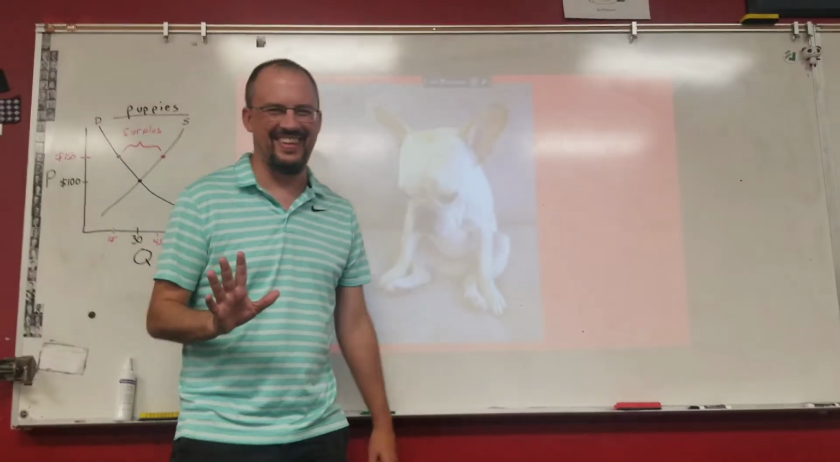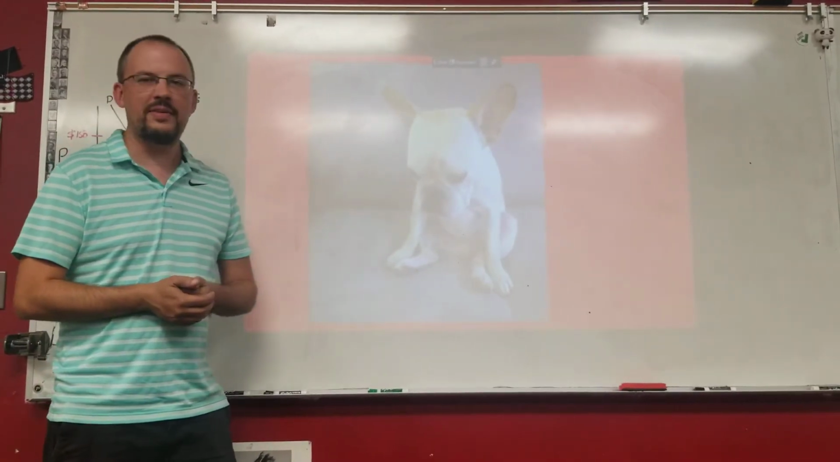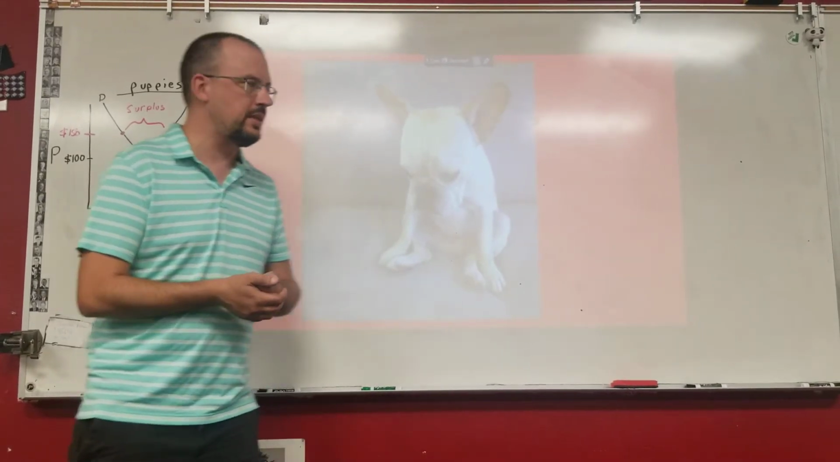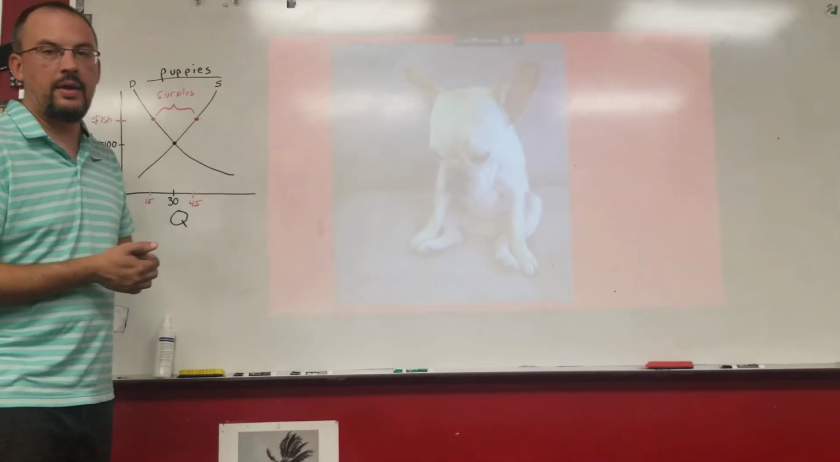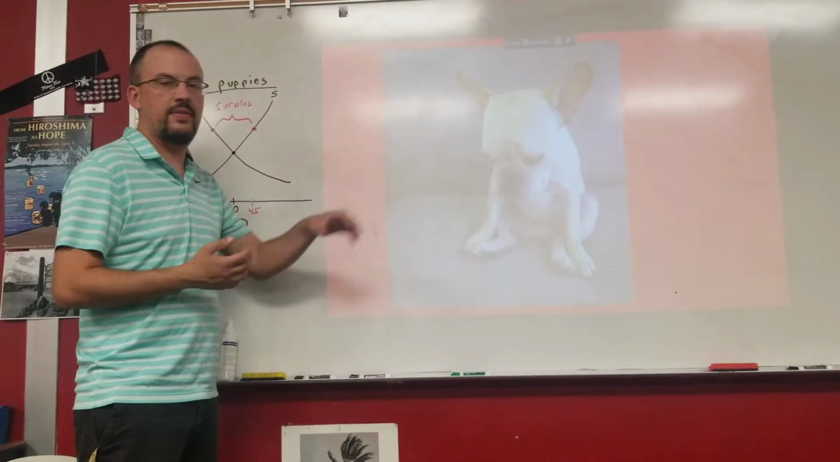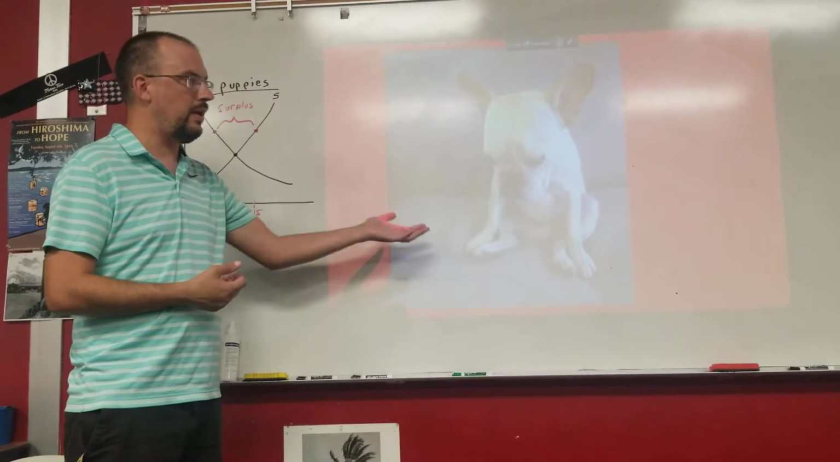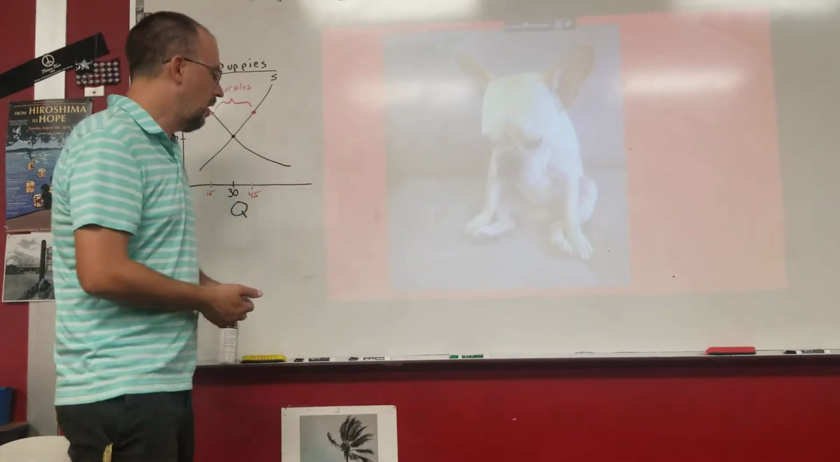All right, so how could I resolve this problem? I could resolve this problem by lowering my price, right? I'm charging too much, as we saw in the graph. I have a surplus of puppies, and I realized after a few weeks that this is clearly not working, and I need to lower my price in order to get rid of the surplus, to have all my puppies sold.